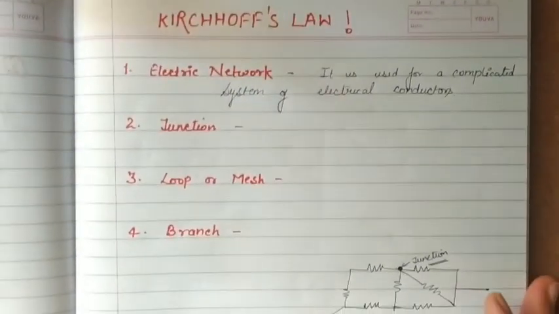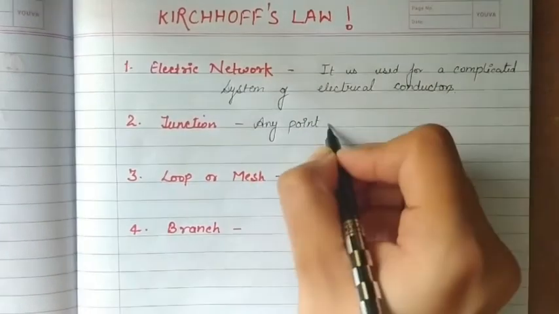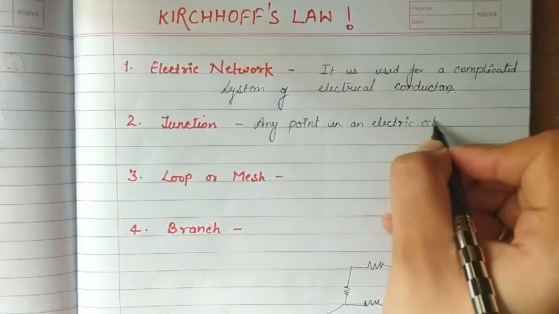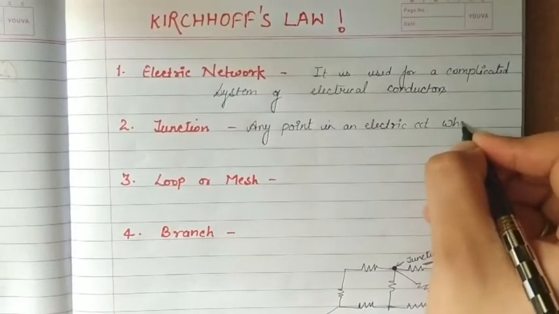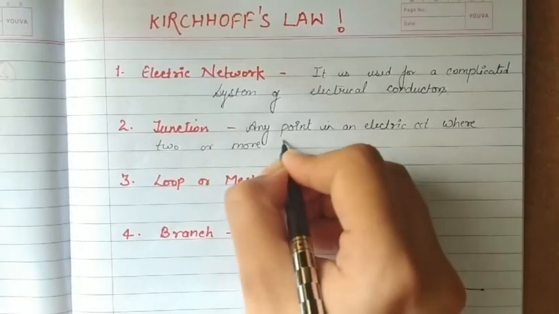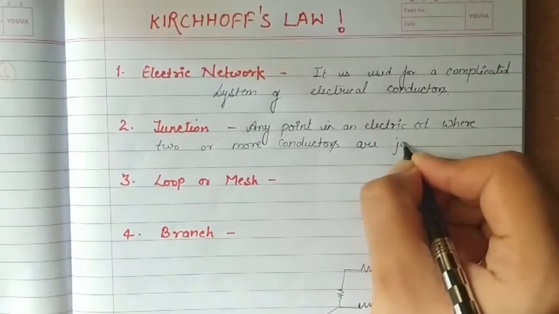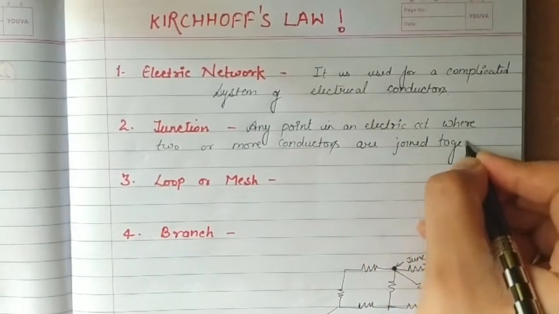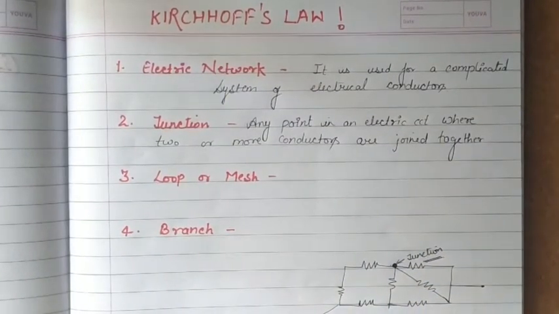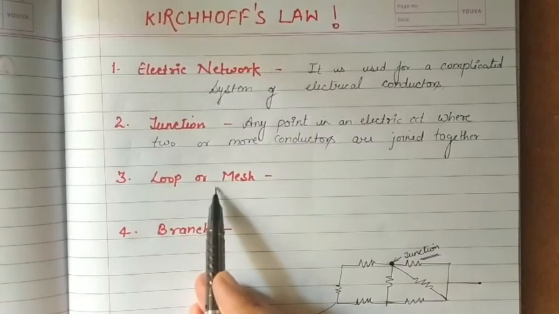Junction is any point in an electric circuit where two or more conductors are joined together, right? Junction is a point where two or more conductors are joined together in an electric circuit or in an electric network. Now the third term is a loop or a mesh.